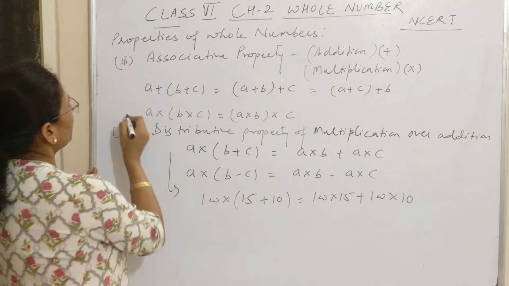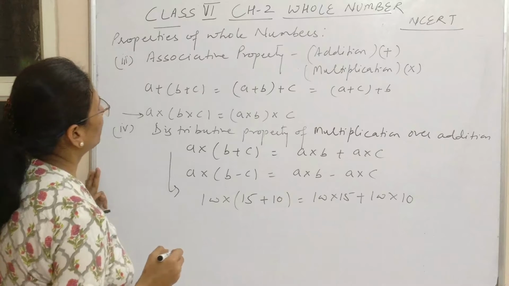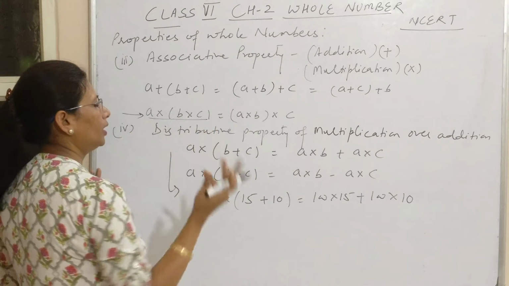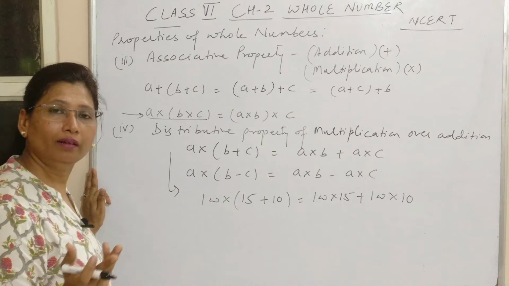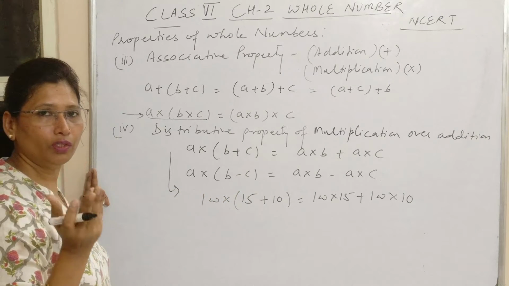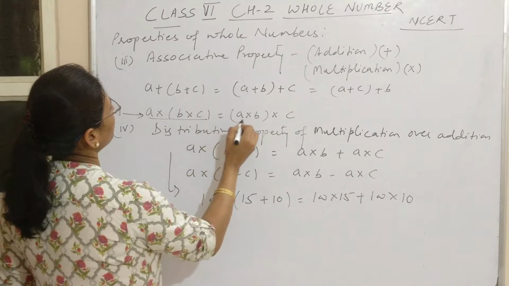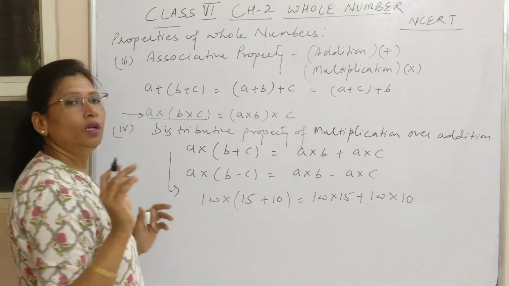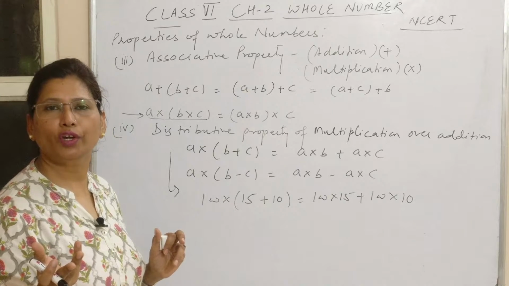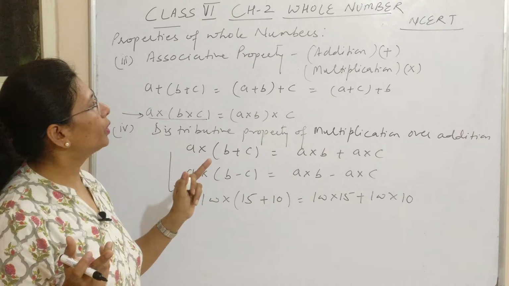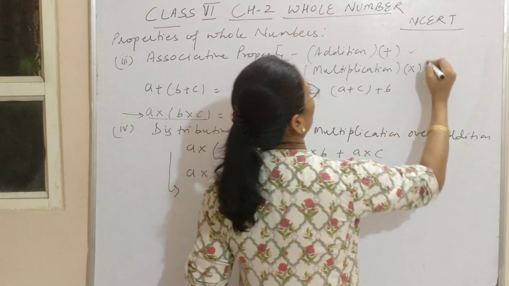Moving to next is the associative property for multiplication. Here also we deal with three numbers. So here the product doesn't depend on the order of the numbers in which they are written. So a into b into c is the same as a into b into c grouped differently. So this is again associative property for the whole numbers. So associative property holds for addition and it holds for multiplication.